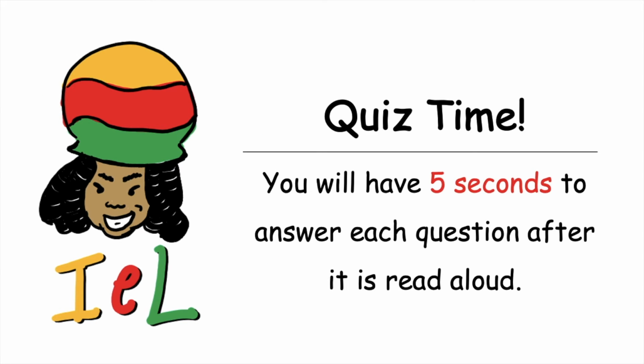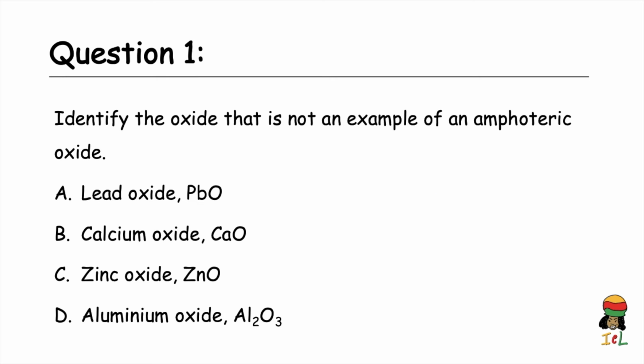It's quiz time. You have 5 seconds to answer each question after it is read aloud. Question 1. Identify the oxide that is not an example of an amphoteric oxide. A. Lead oxide, PbO. B. Calcium oxide, CaO. C. Zinc oxide, ZnO. D. Aluminium oxide, Al2O3. The answer is B. Calcium oxide is not an amphoteric oxide.